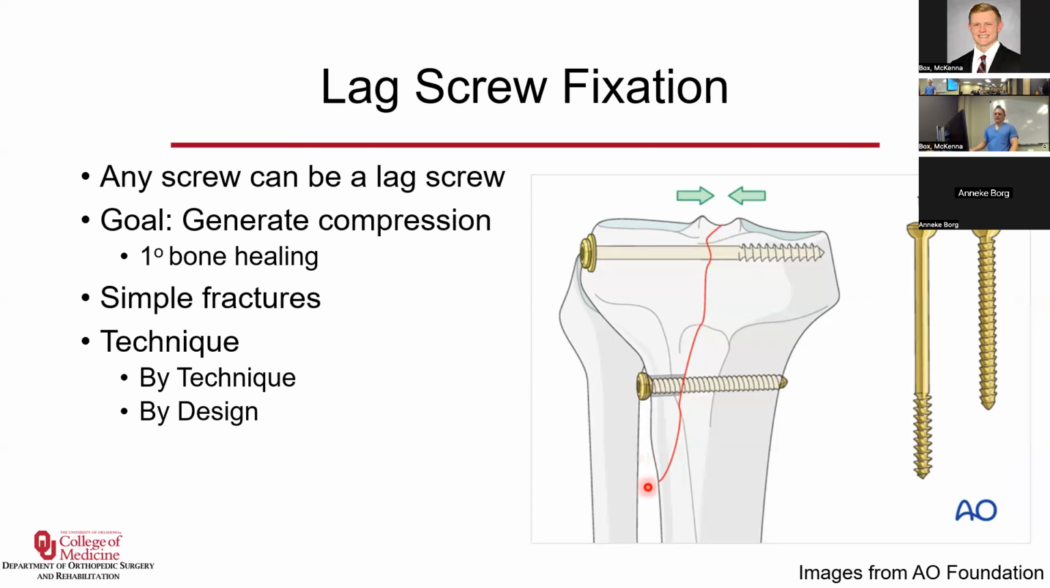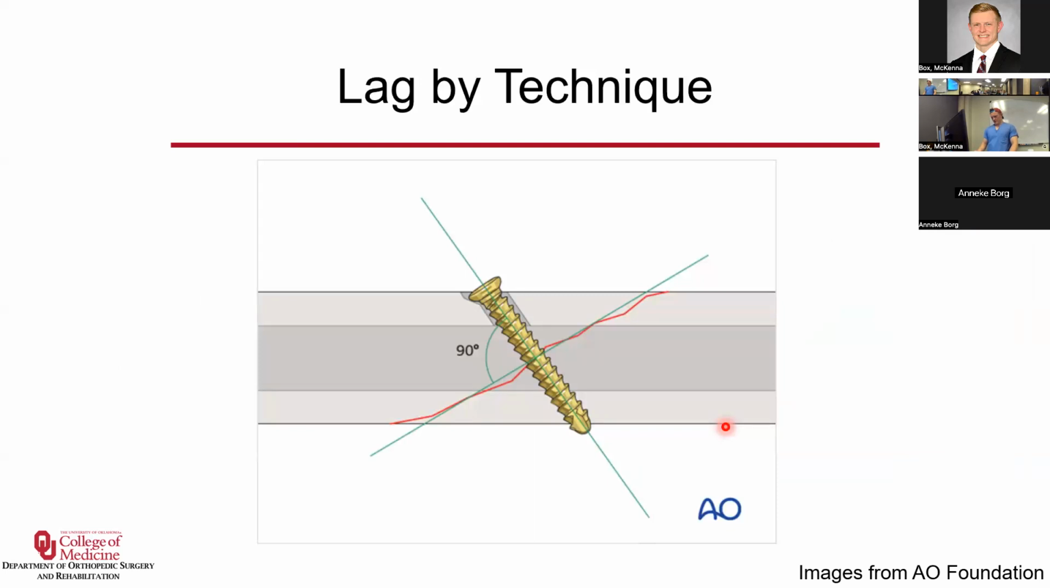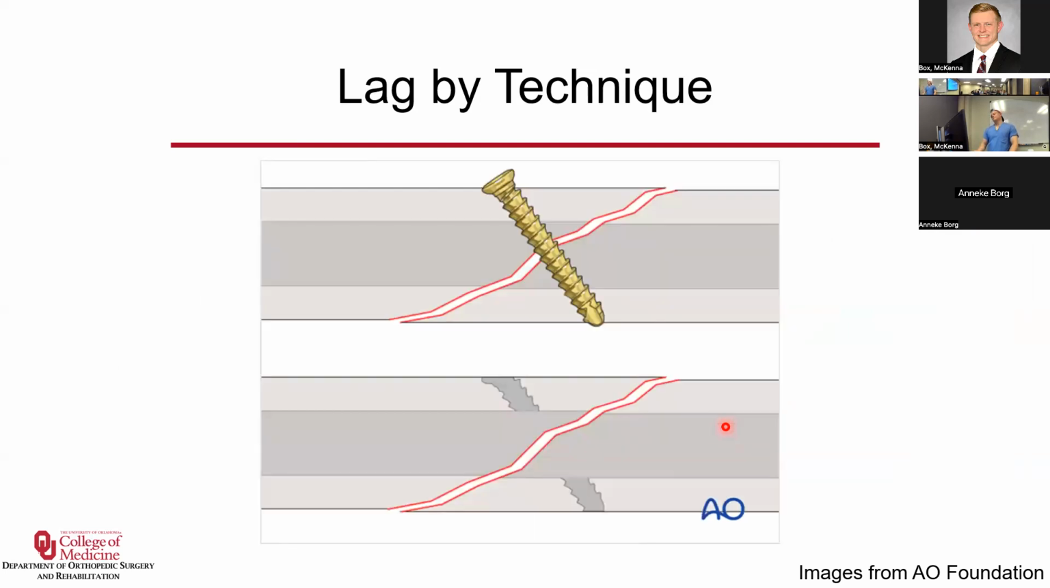So here's a tibial plateau fracture. This picture is showing lag screws used both by technique and by design. Here, by design, is a partially threaded screw, and by technique is the screw down here. We'll go into it a little bit more. First, lag by technique. The main thing is that you want your screw at 90 degrees to your fracture, because if you don't, then you're going to malreduce the fracture.